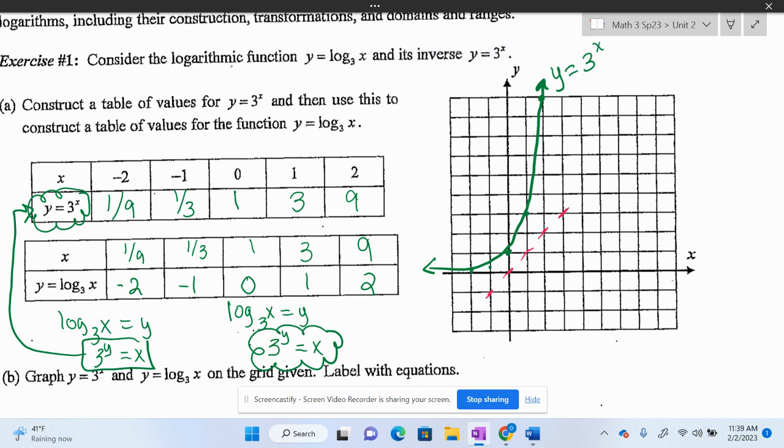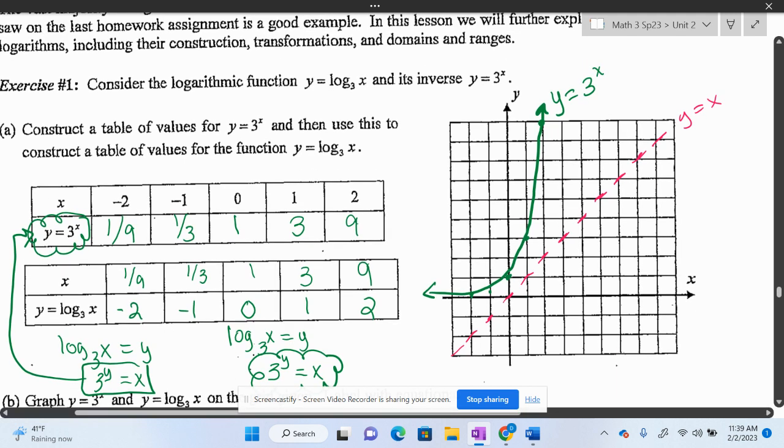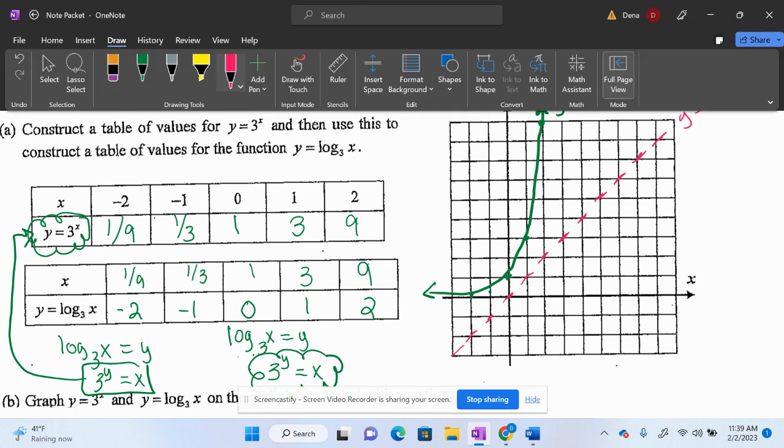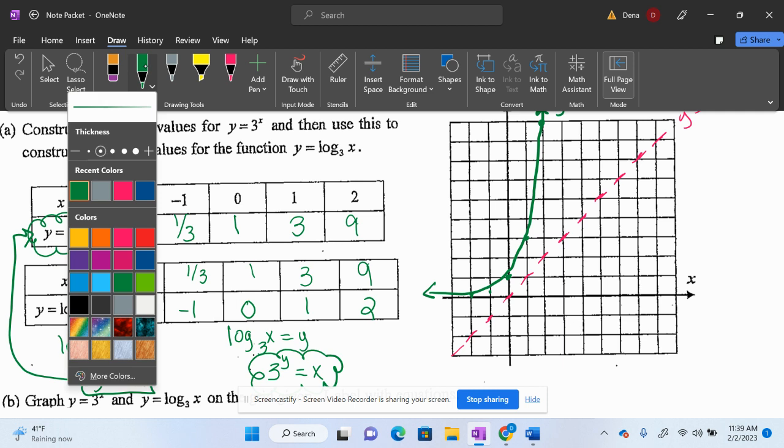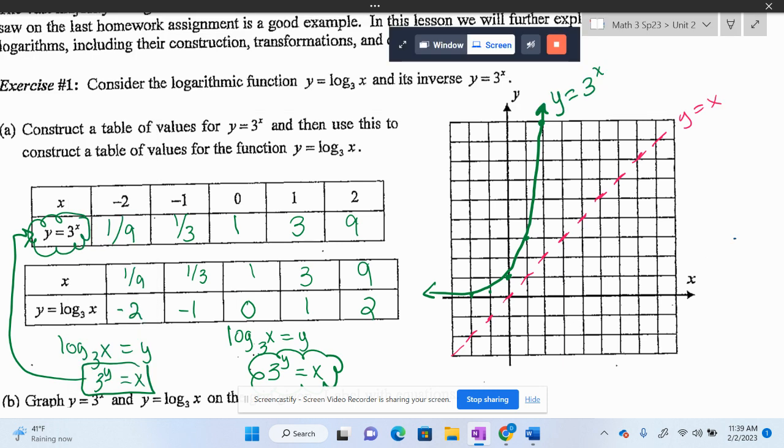Yeah, they're reflected over the line of symmetry, which is y equals x. Do you guys remember that? So I'm going to draw that line y equals x in there, and now I'm going to plot my points for that exponential function. And I'm going to change the color just because I want to be different.